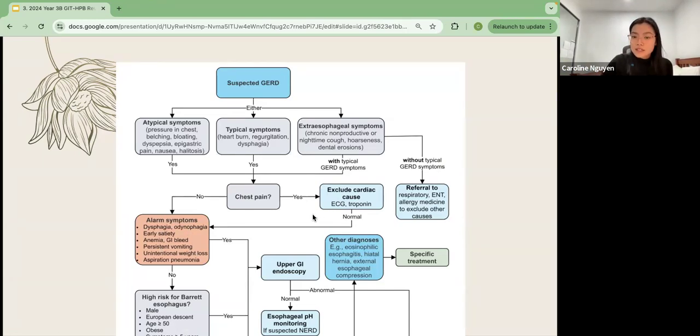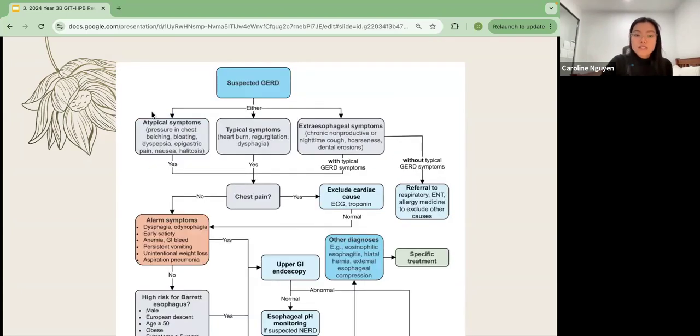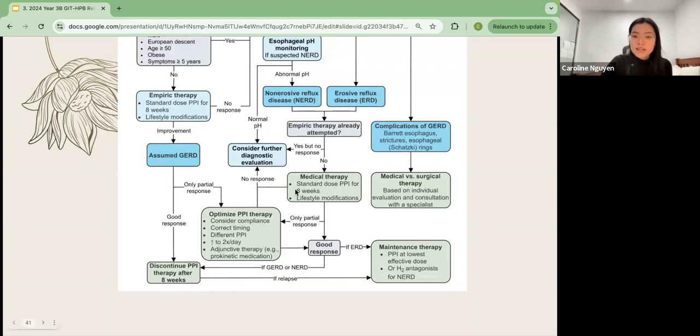Rule out the cardiovascular causes, rule out the ENT causes. Then we get down to Barrett's. If someone is at risk of Barrett's, we need to give them a PPI. Sometimes if they've already got complications, so the strictures and the Schatzki rings, then we might have to consider surgery.